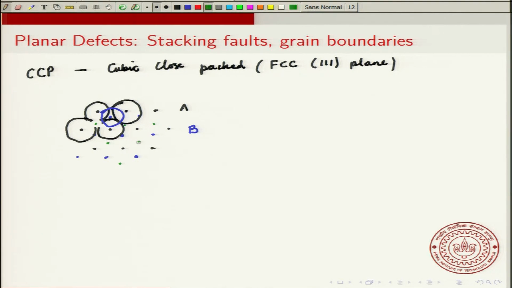So this is a standard cubic close packed structure, and the C would be something like this. This cubic close packed structure looks like A, B, C, A, B, C, A, B, C.